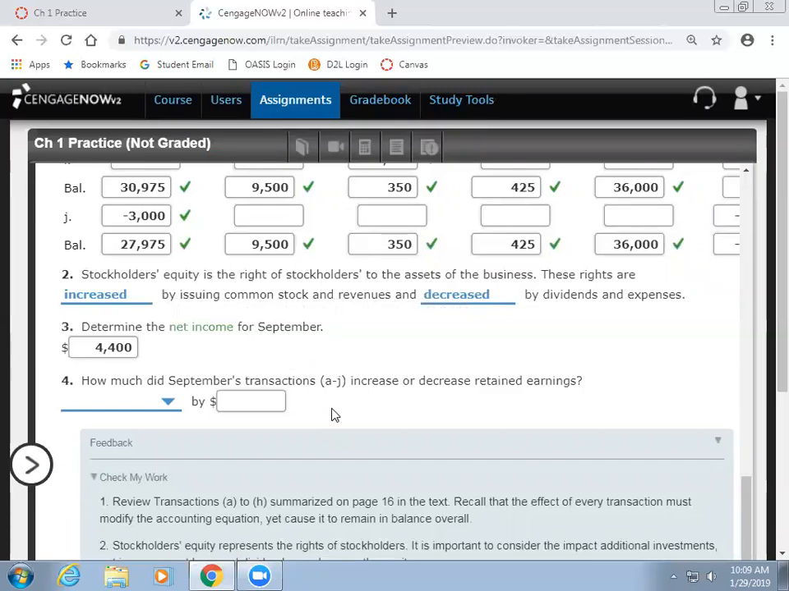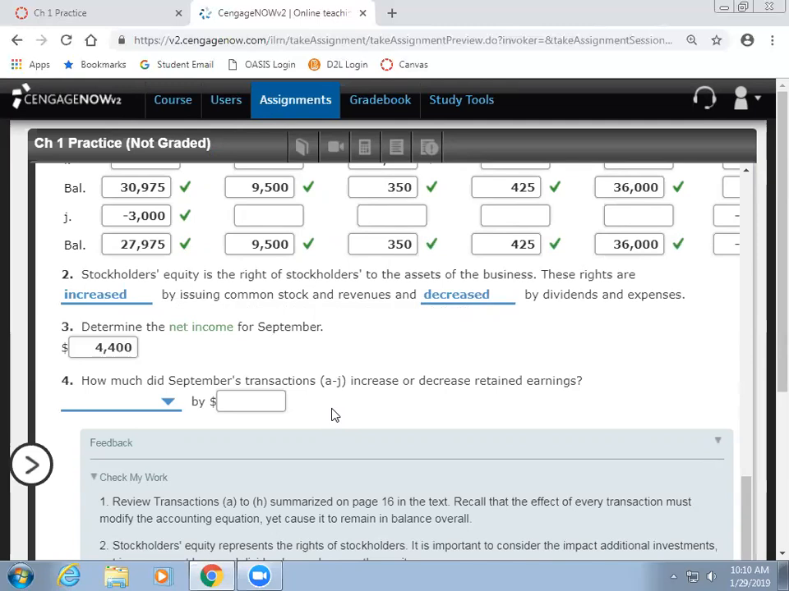Number 4 says, how much did September's transactions increase or decrease retained earnings? That's a good question. How do we calculate retained earnings? Anyone remember? Just dividends and net income. Since this is a new business, we don't have any beginning retained earnings. We'll see that in our statement. Normally, retained earnings is beginning retained earnings plus net income minus dividends.